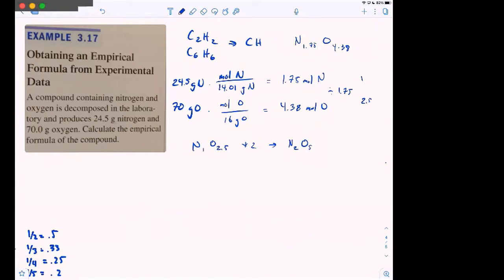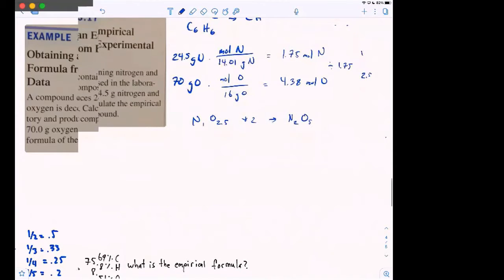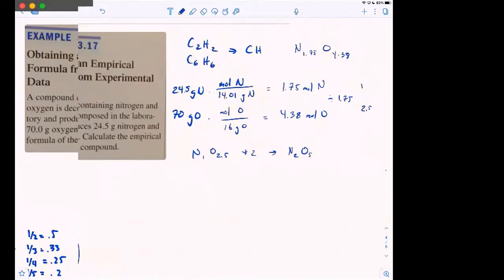So how do I know to multiply that one by 2? Well, here are some common fractions. A half is 0.5, so you multiply by 2 to get rid of that. If something is close to 0.33, depending on your sig figs, you multiply by 3. If it's close to 0.25, you multiply by 4. And if something is close to 0.2, you multiply by 5. That's just the decimal forms of fractions. That's how you get rid of those decimal places when you find the empirical formula.